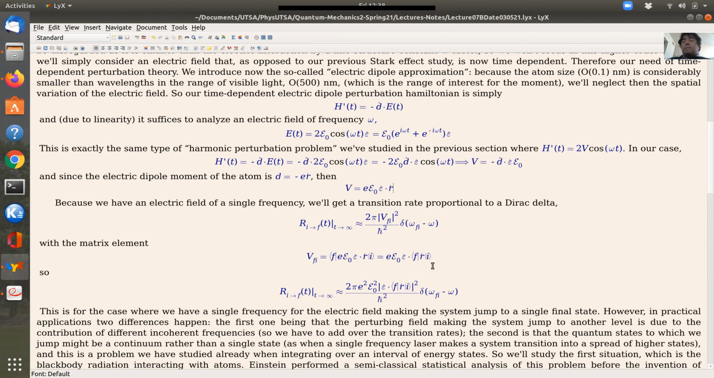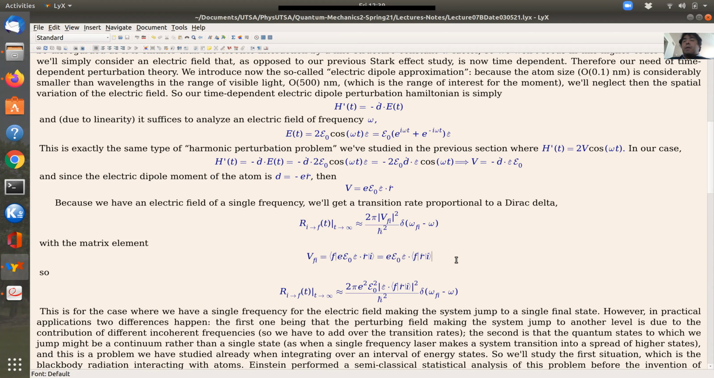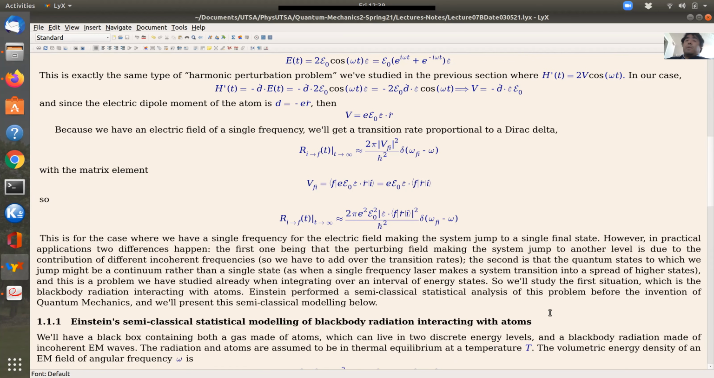So I can pull some terms out since they're constant, particularly the vector of direction of the electric field. And then I have this inner product with this element, which might also be interesting. And if I plug these formulas into the rate of change, this is the proportionality factor for the Dirac delta. So again, at this point, we have assumed that we have a single frequency making a jump to a single final state. But there might be two differences with respect to these assumptions.